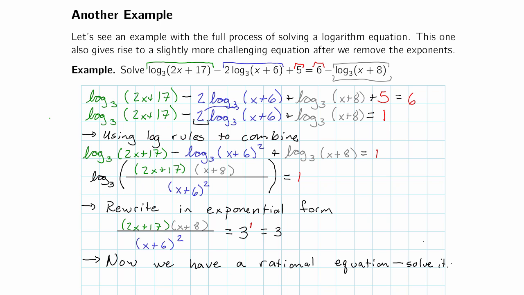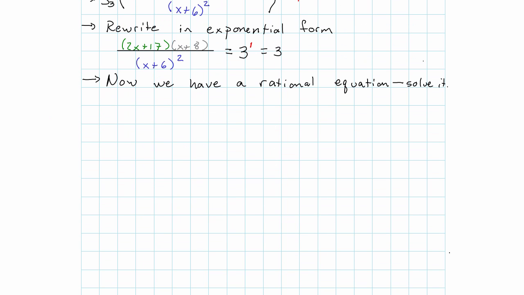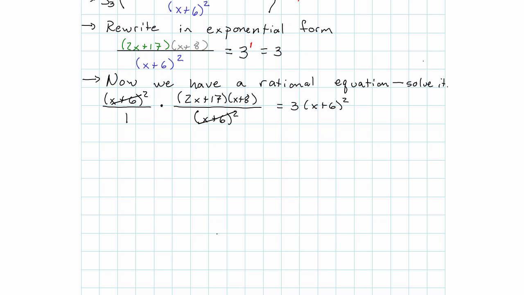We can end up with any of the kinds of equations that we've seen before after we get rid of our logs. Whatever kind of equation we get, we need to solve it. So first we need to get rid of that denominator. So I'm going to multiply both sides by x plus 6 squared. On the left, that'll cancel out the denominator.